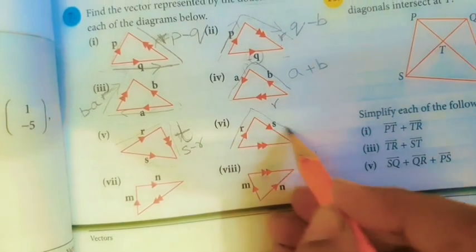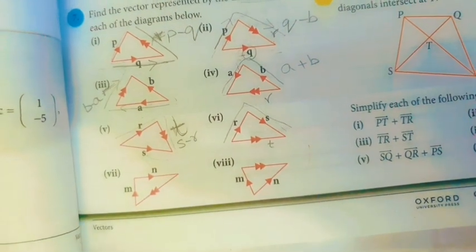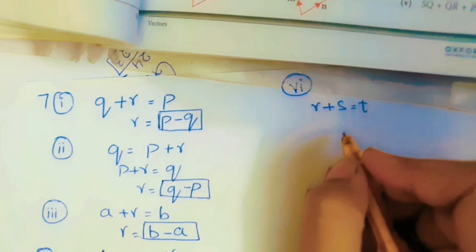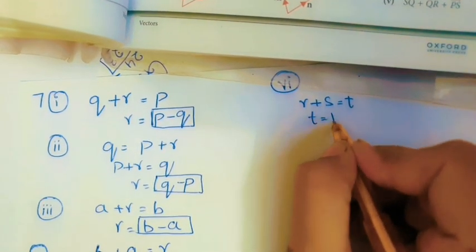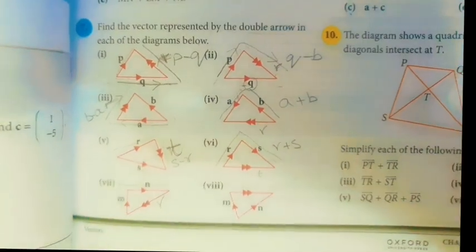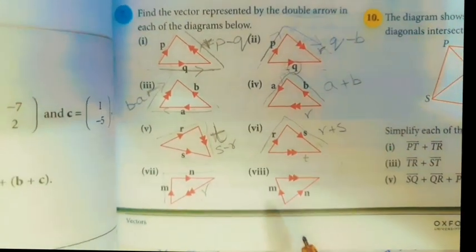Here, which two vectors are in the same direction? R and then S. Yes. Now I am again taking this as T, so that we can understand. R and S are in the same direction. R plus S is equal to T. So it's already done. T is our resultant vector. T is equal to R plus S. Here we don't have to do anything because the direction of both vectors is the same. So we have done till part 6, and I hope you understood.